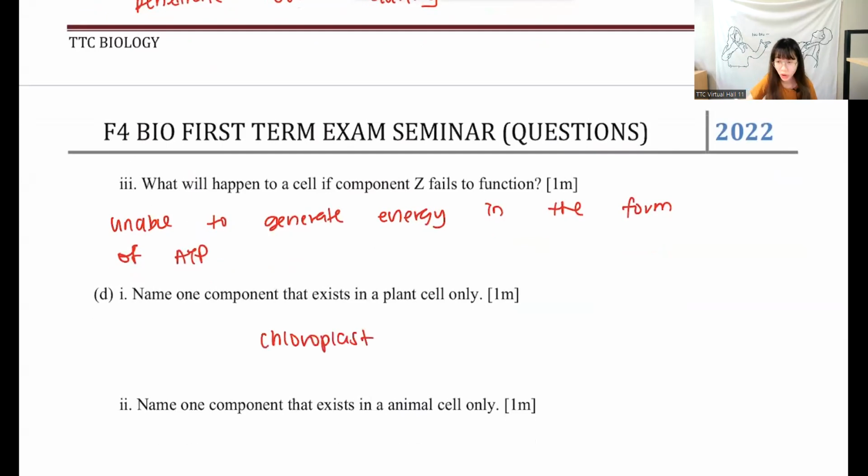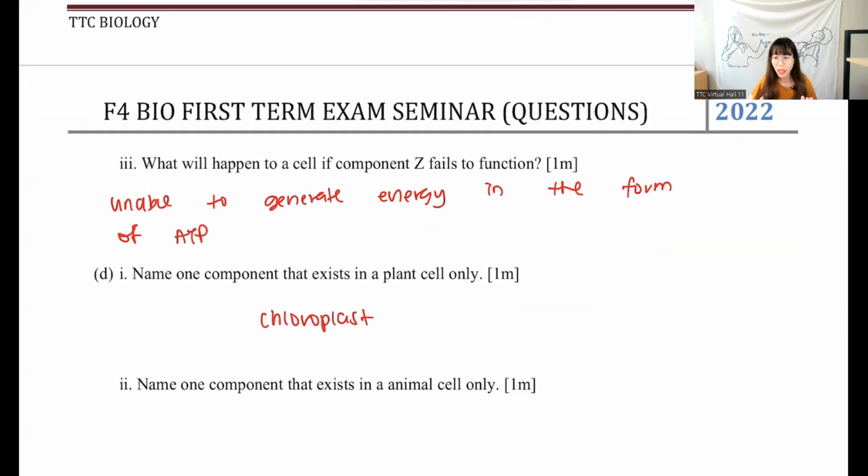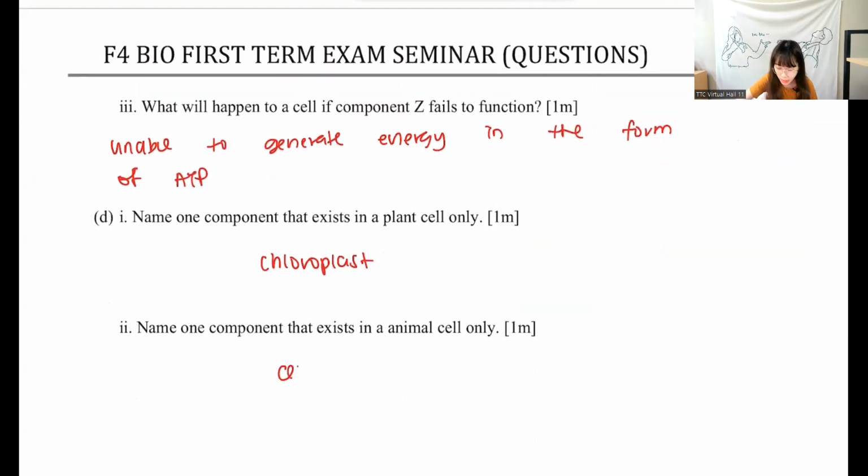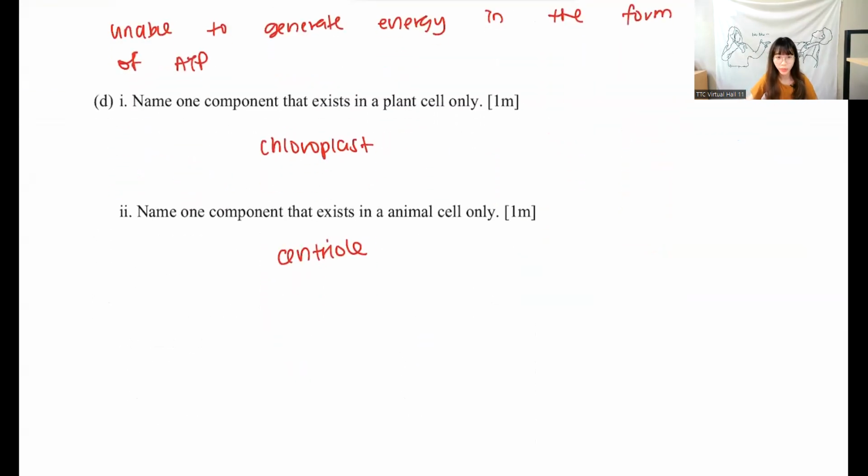Chloroplast. All right, chloroplast. You can also write cell wall. Large vacuole also can. Name one component that exists in animal cell, can only be found in animal cell. Your answer can only be centrioles. No any other answer. It's only centrioles.